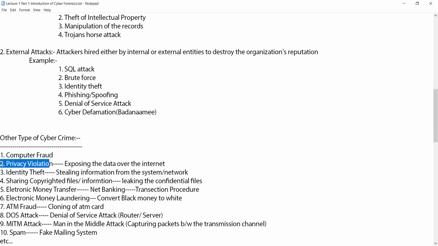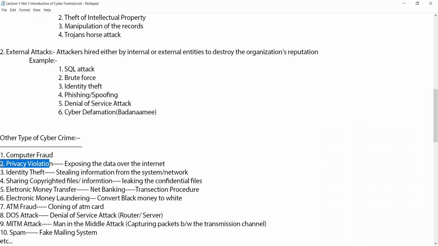The next one is called sharing copyrighted files or leaking information. So guys, this is a type of crime in which the cyber criminal leaks confidential files. This is done by multiple people who work in a company. Suppose a person works in a company, and a competitor company offers them, share these confidential file details with me, and after that I will give you lots of money. In that case, if the person does this type of crime, it is related to sharing copyrighted files or leaking information.